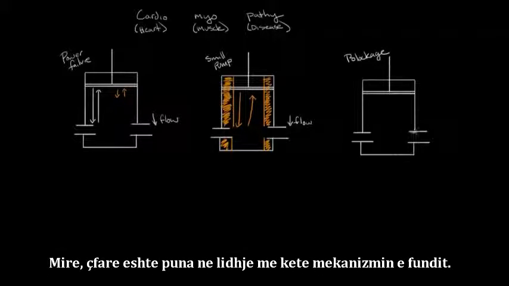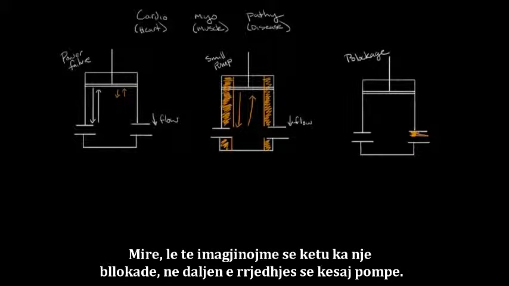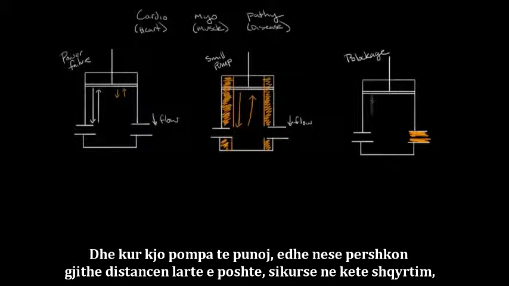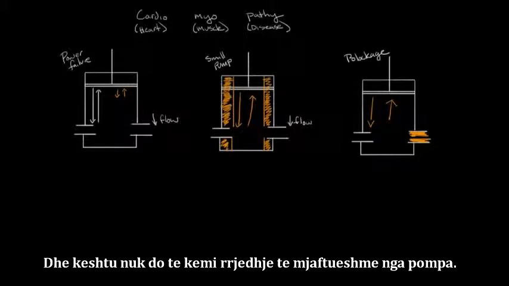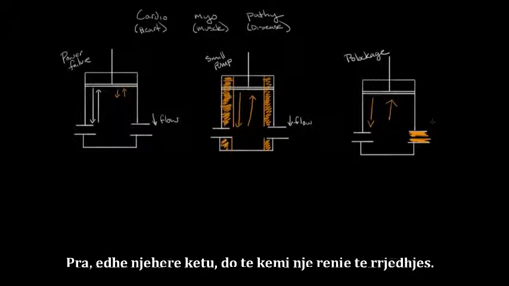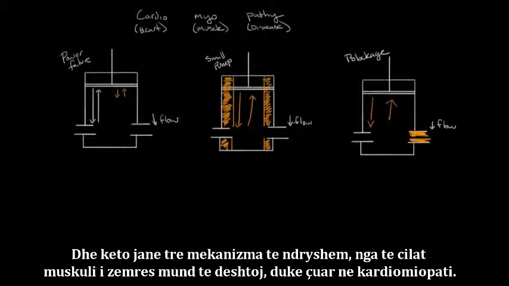All right, so how about this last mechanism? Well, let's just imagine there's a blockage here in the outflow of this pump. And so now when this pump is going, even though it's going the full distance up and down, like in this example, the blood that's trying to come out of the pump is getting blocked. And so you're not getting as much flow out of the pump. So once again here, we're going to have a decreased flow. And these are the three different mechanisms by which the heart muscle can fail to result in a cardiomyopathy.